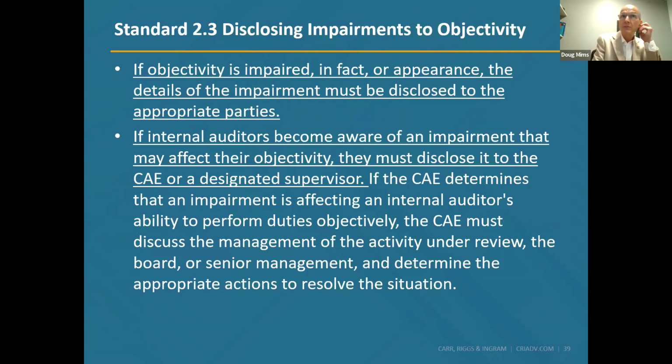Disclosing impairments to objectivity. If objectivity is impaired in fact or appearance, the details of the impairment must be disclosed to the appropriate parties. And if internal auditors become aware of an impairment that may affect their objectivity, they must disclose it to the CAE or designated supervisor. So if you feel like your objectivity is impaired, you need to elevate it, wherever that might be, depending on your structure. If you have a CAE, it would be there. If you're younger, it might be a manager, it might be a supervisor, but just make sure you raise your hand and elevate so that it can appropriately be evaluated, disclosed to all appropriate parties, and a reasonable course of action can be determined.